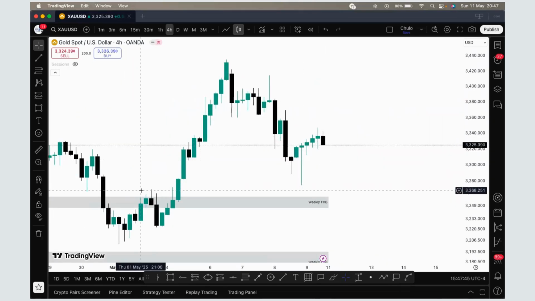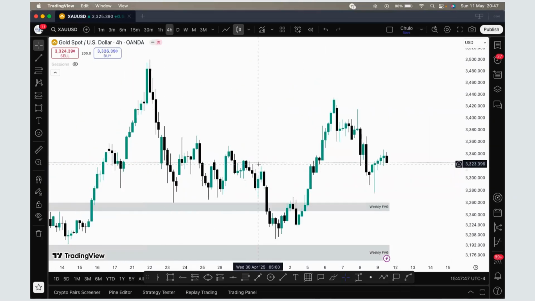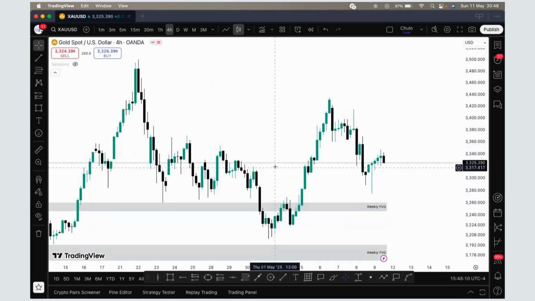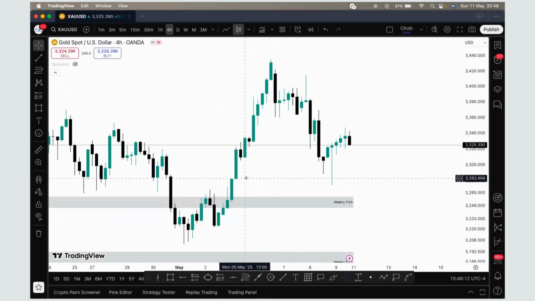Breaking structure to the upside. Now we have lower high, lower low, lower high. This low failed to break below this, thereby going on to break this previous lower high to give us a higher high. Which means we are continuing the bullish movement on XAUUSD this coming week, from what we are seeing here on the 4-hour time frame.